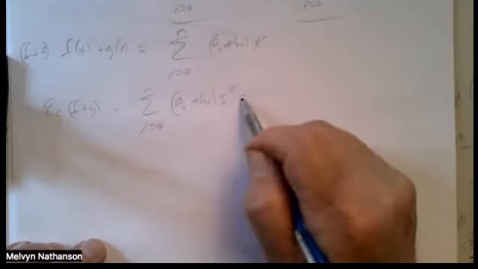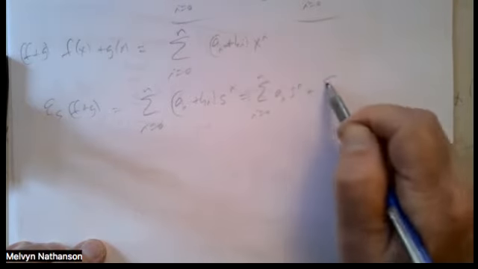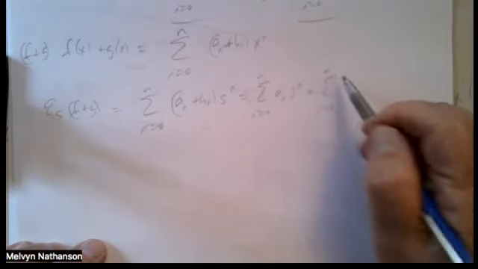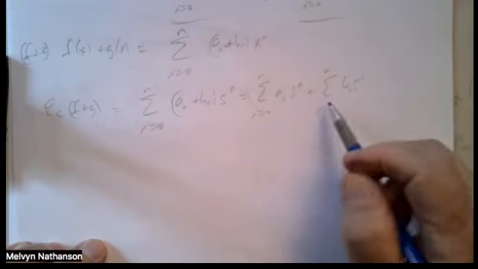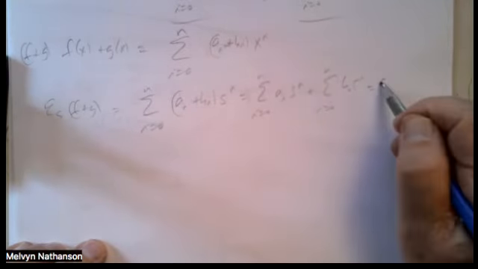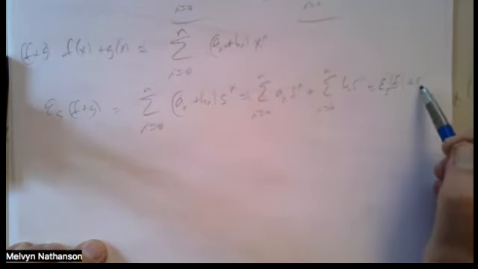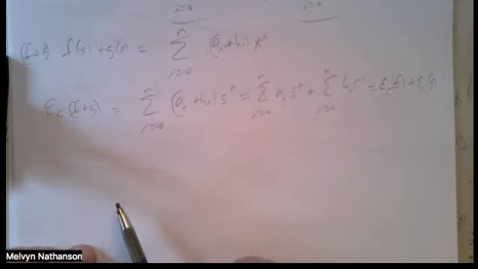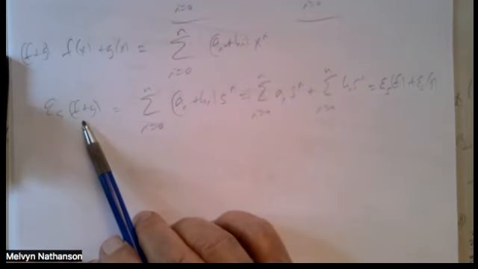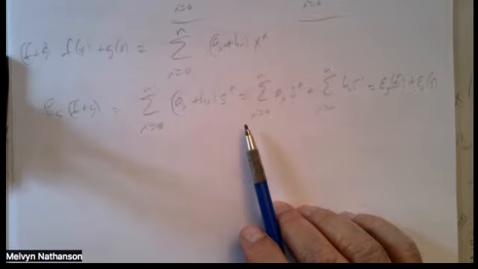But these are just ring elements. This is summation i goes from 0 up to n, a i s to the i plus summation i goes from 0 up to n, b i s to the i. This is just the polynomial f evaluated at s, and this is just the polynomial g evaluated at s. So epsilon of f plus g is epsilon f plus epsilon g. So the first property of a ring homomorphism is satisfied.